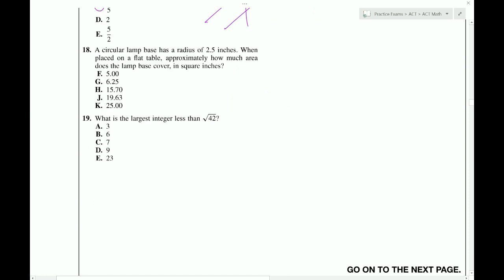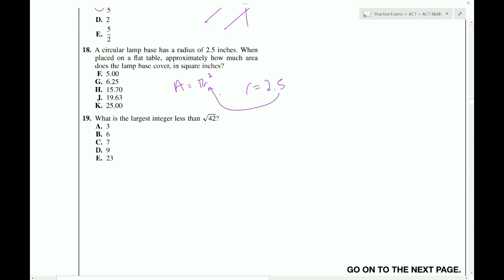A circular lamp base has a radius of 2.5 inches. When placed on a flat table, approximately how much area does that base cover? So we want the area of that circle. We know the formula is pi r squared. If you don't know that, then you should. You should memorize it. The circumference is 2 pi radius.